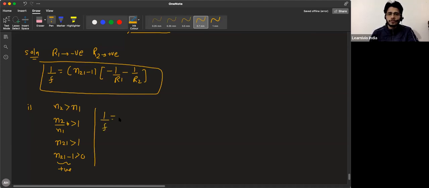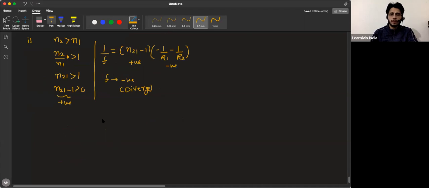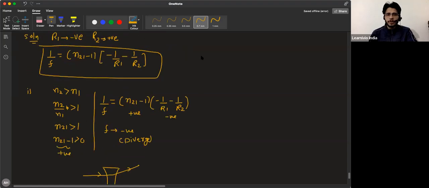Now look at this formula. It's (n21 minus 1) times (minus 1 by R1 minus 1 by R2). This first term comes out to be positive and this term is negative. So what do you think? What's the focal length, positive or negative? Negative. Negative means your lens will diverge. You have a diverging lens. Your concave lens will diverge. So when you complete the ray diagram, this will go like this. This is a concave lens, so incident parallel rays do not converge, they diverge. This is it.